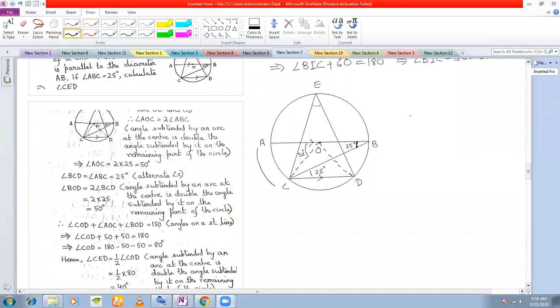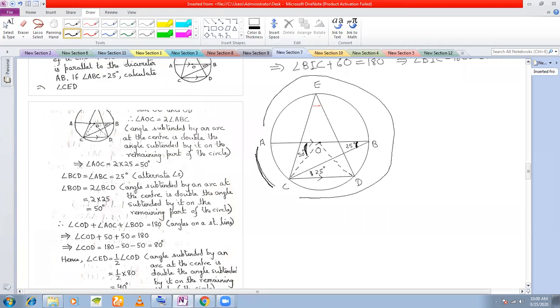Sir, how did 50 come? How 50 came? Because if you see, what is the angle subtended by the arc AC at the center? This angle, AOC, right or wrong? Yes, sir. What is the angle subtended on the remaining part of the circle? 25 degree, right? Oh, yes, sir. Understood. So therefore, the angle at the center must be double the angle on the circumference, right? So this is 50 degree.